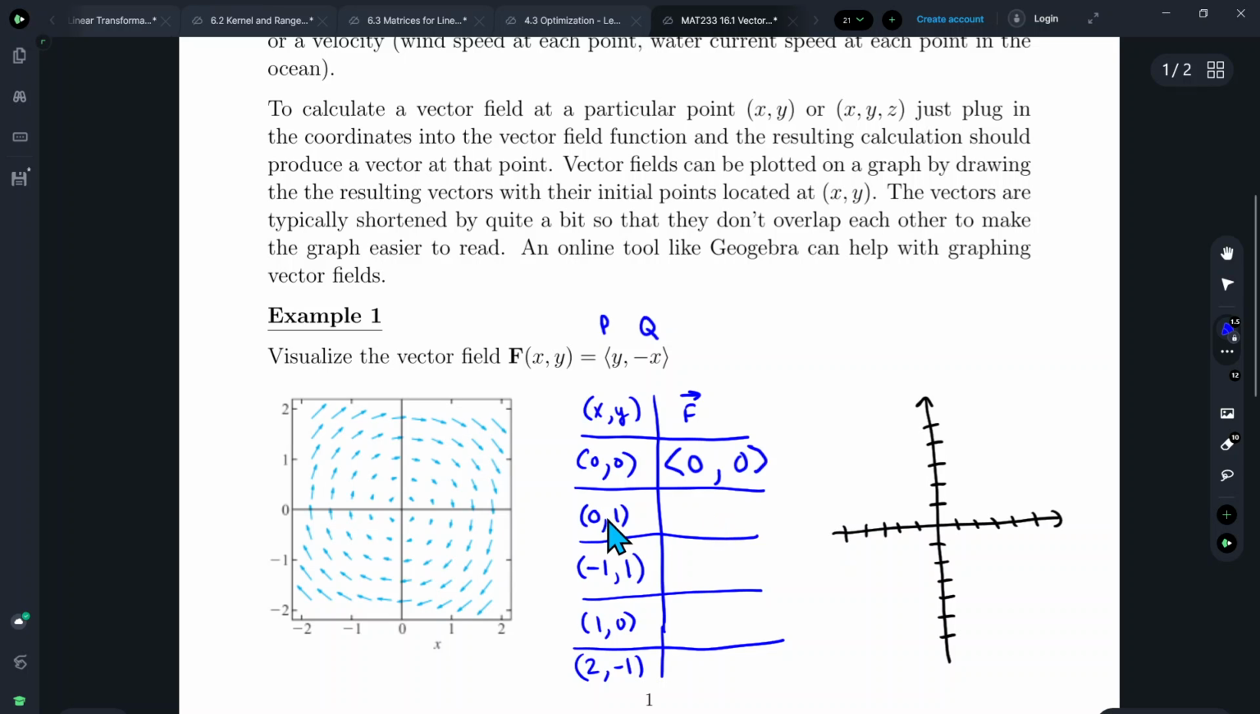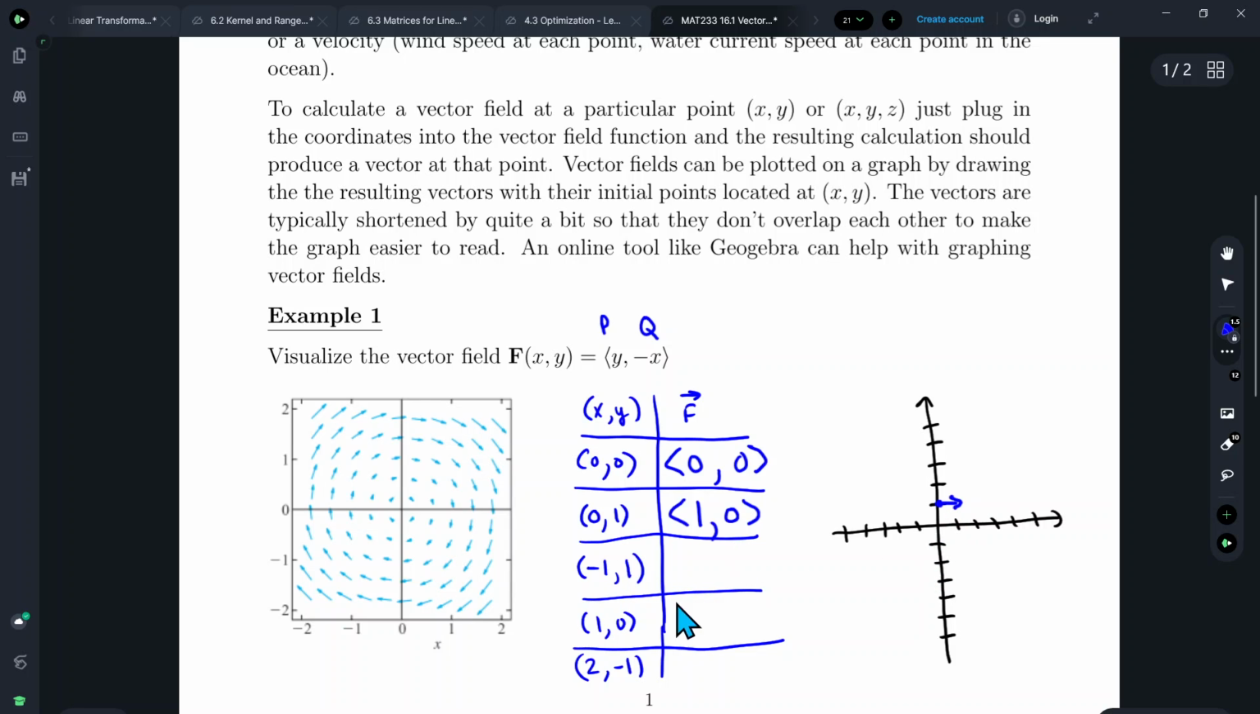Then if we take the point 0, 1, y is 1, so the first component would be 1, x is 0, minus 0 is just 0, so at the point 0, 1, we have the vector 1, 0. We locate the point on the plane, so the point 0, 1 would be here. At this point, we draw the corresponding vector that we calculated. The vector 1, 0 is horizontal and points in this direction. So that's the vector that we get.